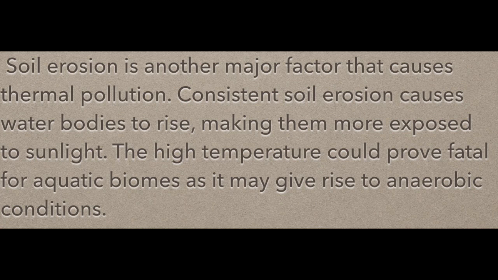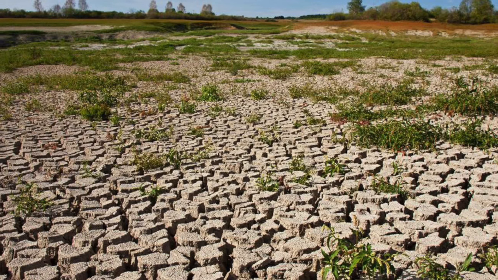Soil erosion is another major factor that causes thermal pollution. Consistent soil erosion causes water bodies to rise, making them more exposed to sunlight. The high temperature could prove fatal for aquatic biomes as it may give rise to anaerobic conditions.